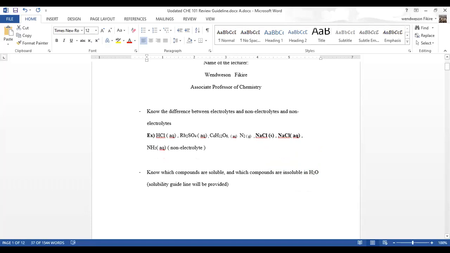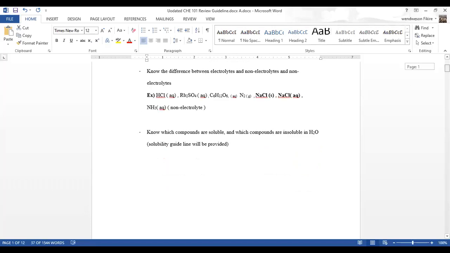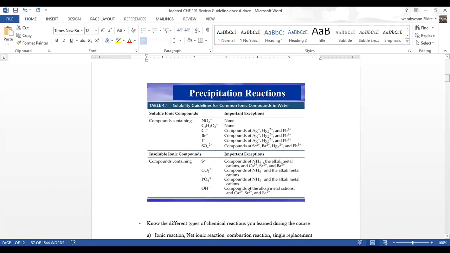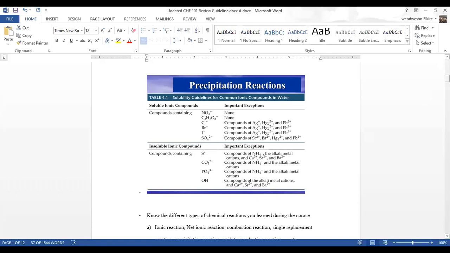The next thing that you would also expect is how do we know whether compounds are soluble in water or not soluble in water. The solubility guideline will be provided. We discussed the solubility guideline in chapter 4. The only thing that's expected from you is being able to read the solubility guideline, and based on that you can answer questions like ionic reactions and net ionic reactions. Also, you should be able to identify spectator ions.